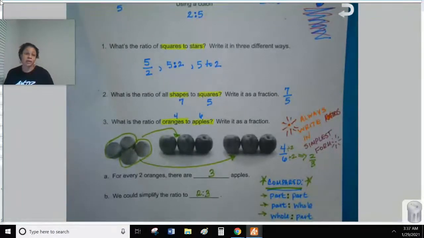Ratios can be compared in 3 ways, just like they can be written in 3 ways. You can compare part to part, apples to oranges. You can compare part to whole, oranges to total fruit. Or you can compare whole to part, total fruit to apples. Okay?